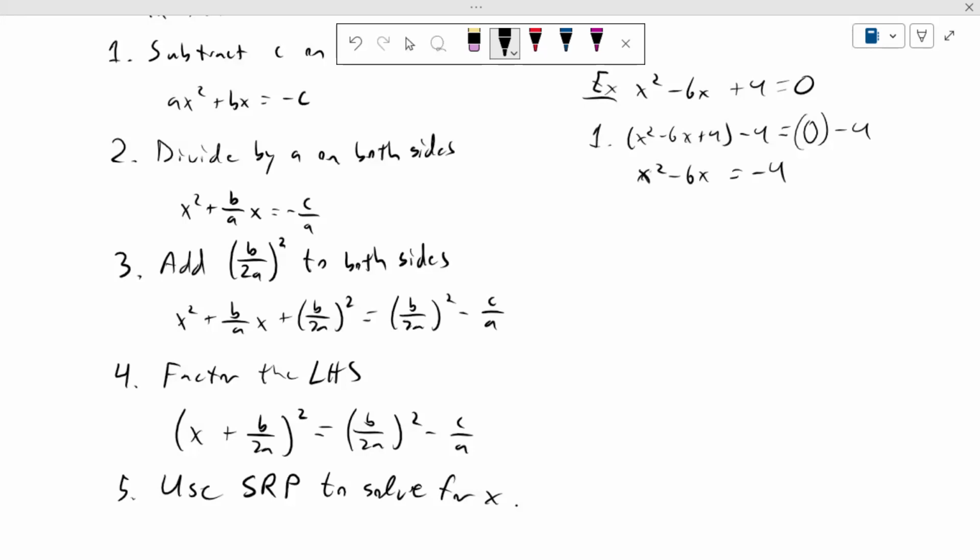All right. Now my step 2 is to divide by a on both sides, but my a is already 1, right? So my step 2 is done since a is 1. Is everybody okay with that? So you know what your a value is, what your b value is, and what your c value is. Any questions on what that is?